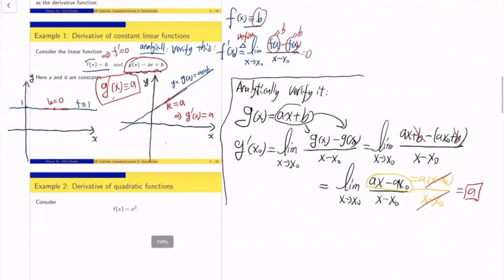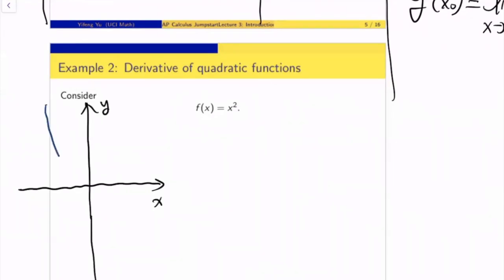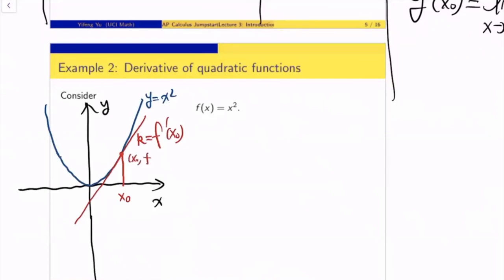Okay, now let's look at the quadratic function. How about the quadratic function? Let's draw the graph. Here's the graph, this is x and this is y. And here we have the graph, so it's y equals x squared. Geometrically, if I give you a point x0, what is the slope of the tangent line? The tangent line at this point on the graph, so this is x0, f(x0), right?